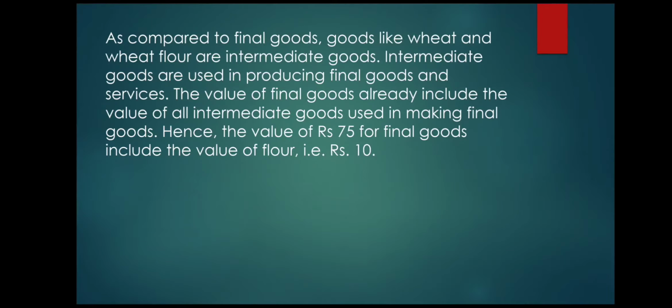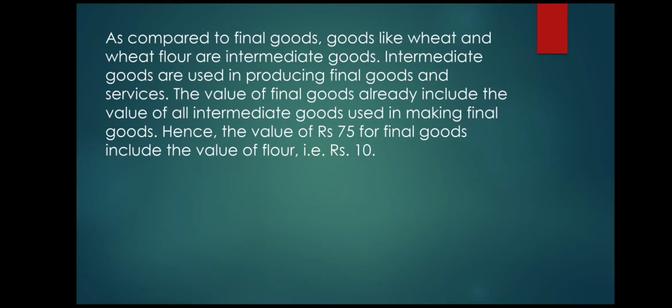As compared to final goods, goods like wheat and wheat flour are intermediate goods. Intermediate goods are used in producing final goods and services. The value of final goods already includes the value of all intermediate goods used in making final goods.